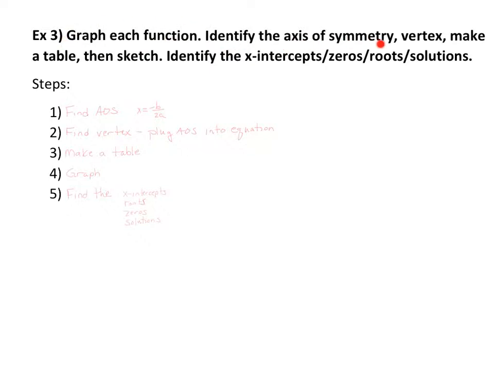Identify the axis of symmetry. We know that's where it cuts the parabola in half. Then the vertex, which would be your top point or your bottom point. Make a table, and then we're going to sketch it. After that, we're going to find the x-intercept, zero, roots, or solutions. Remember, those are all interchangeable, but basically we're going to figure out where it crosses the x-axis.